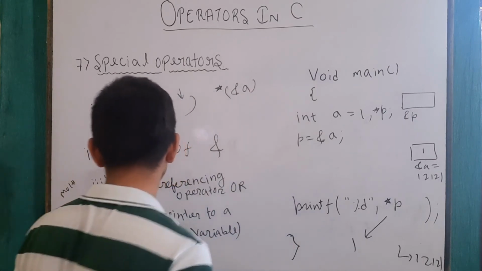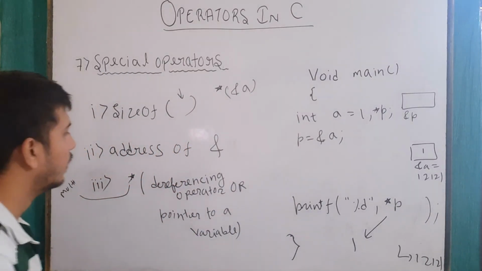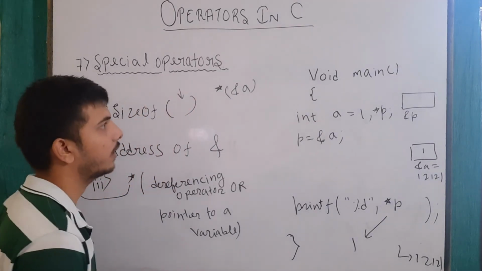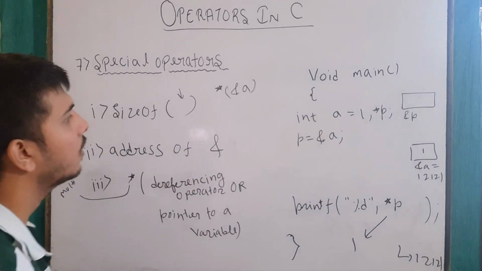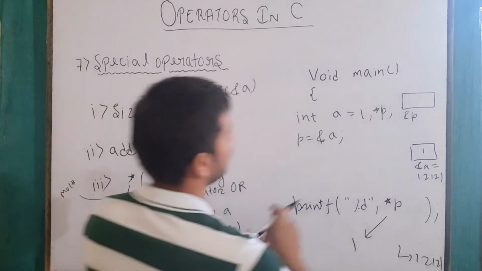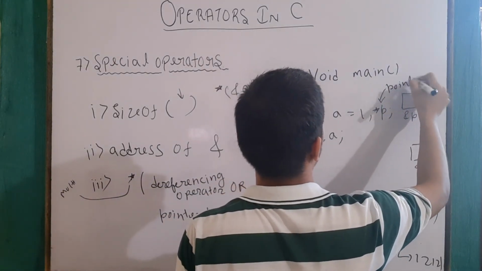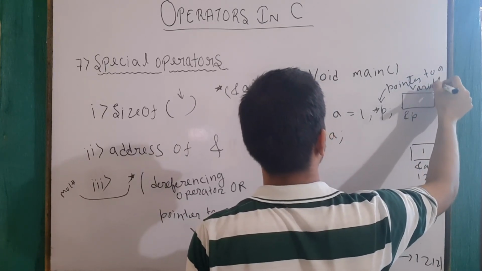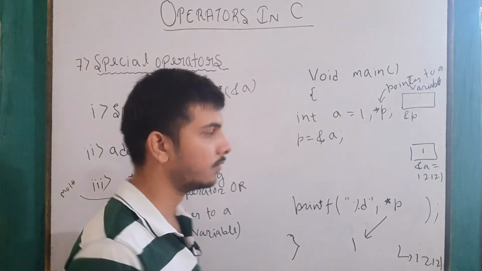Okay, to understand dereferencing and pointer to a variable, I have made a dedicated video series on pointers, so you can go through it, but this was the simple basic introduction, or simple usage, of how we use the asterisk. And here it is known as the pointer to a variable. Okay, remember that.